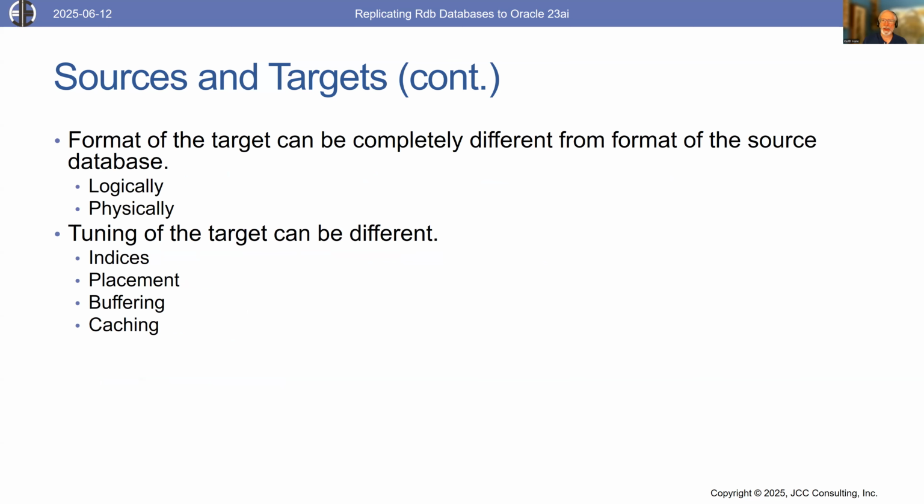The format of the target database can be completely different from the format of the source database, both logically and physically. We'll talk a little bit about what the issues are and the things that you can tweak. The tuning can be different. You need some indices to support the queries from the replication, but the placement, the buffering, caching, all those physical performance capabilities can be different on the target database from the source database.